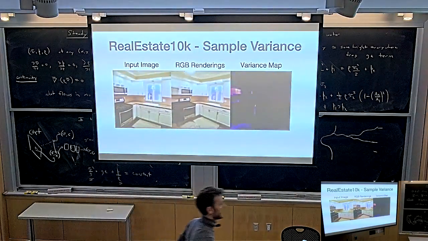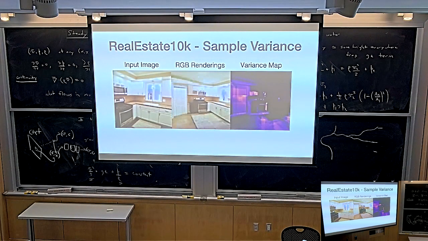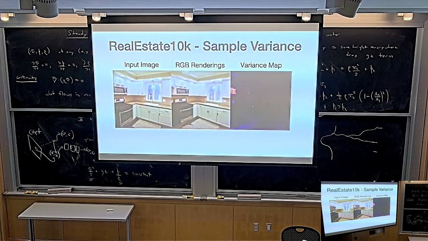So here's the variance. Here we're plotting, for every pixel in the target view, how much this pixel changes as you sample from the model. And as you can see, in all of the parts of the 3D scene that were observed, the variance is pretty low. There's a few salient exceptions, right? So this is really interesting.